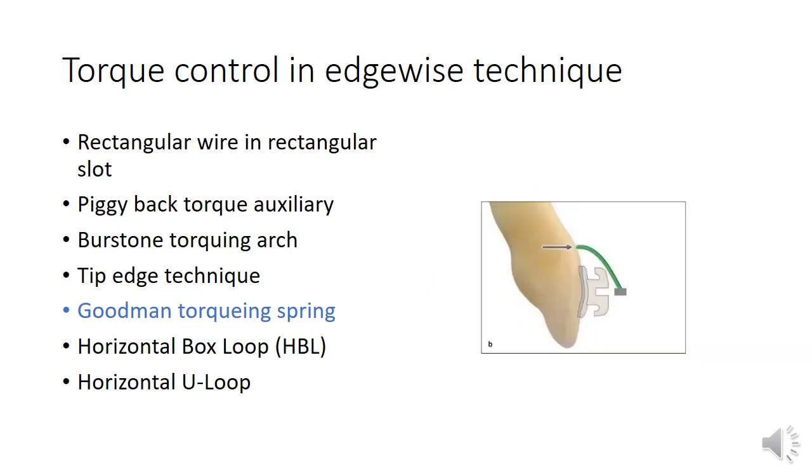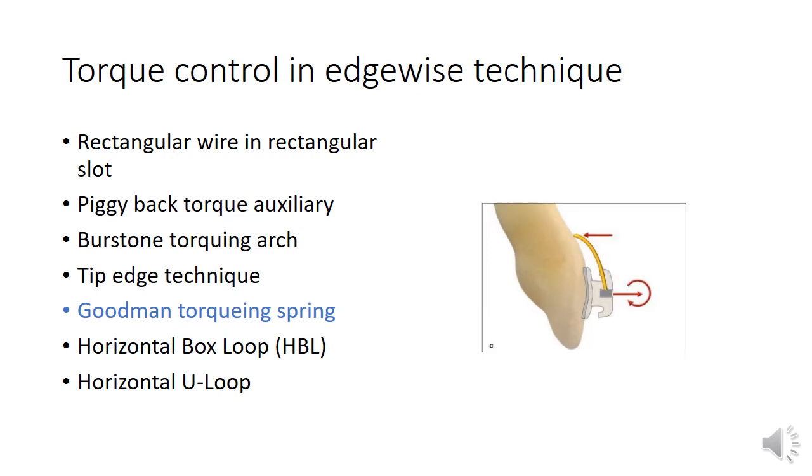In this view, you can see how the Goodman spring creates a moment to correct the torque of the tooth. As you can see, if the rectangular wire is engaged into the bracket, it creates a moment that is opposite to the direction that the Goodman spring is intended to create, and that is why it is recommended to make the wire cross-section round to let the tooth rotate in the correct direction.